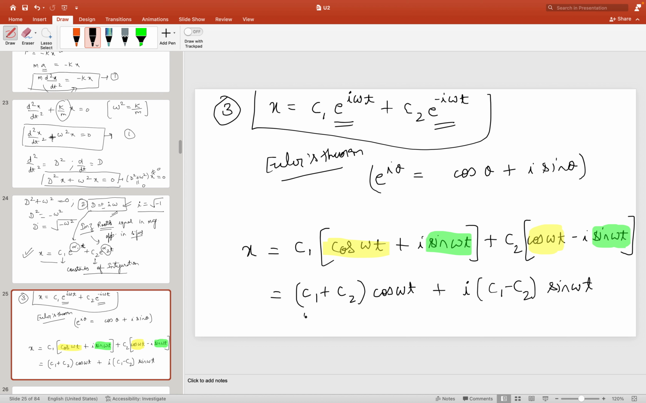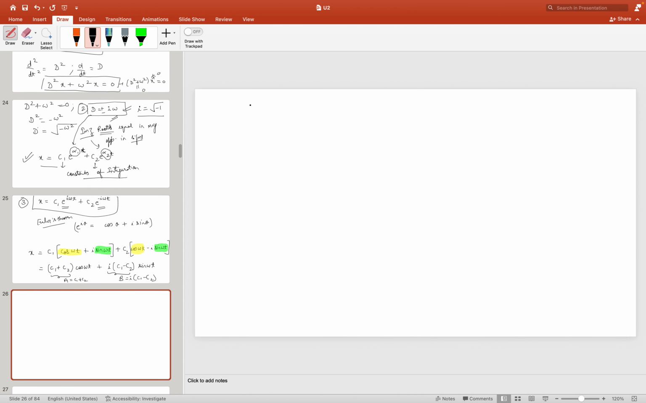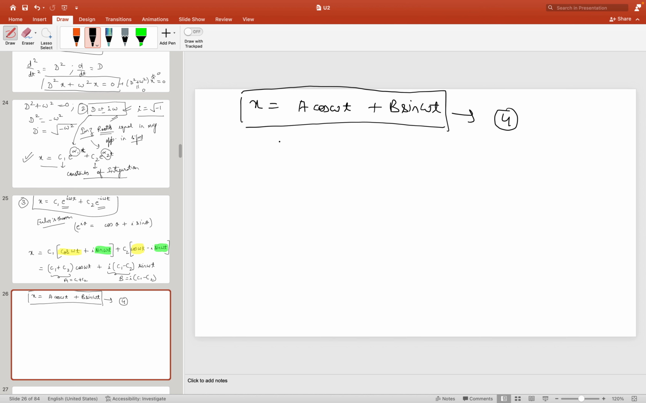Now this is a sum of two constants of integration, so this can be equal to a new constant a, and we can take the other as another constant b. So we have assumed let c1 plus c2 is equal to a, and let the b term be equal to iota (c1 minus c2). So simply let's represent it in further format. It will be equal to a cos omega t plus b sin omega t. This is equation number 4 that we have got.